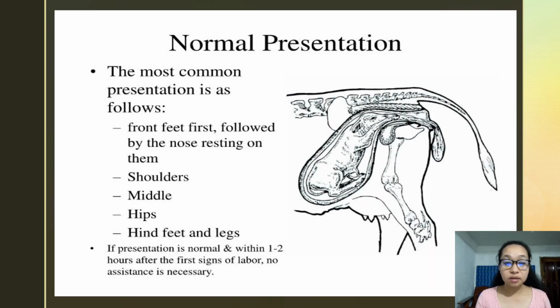This is the normal presentation, and the most common presentation is as follows: the front feet first, followed by the nose resting on them, then the shoulders, the middle, the hip, the hind legs, and the hind feet. If the presentation is normal within 1 to 2 hours after the first sign of labor, there should be no assistance necessary.